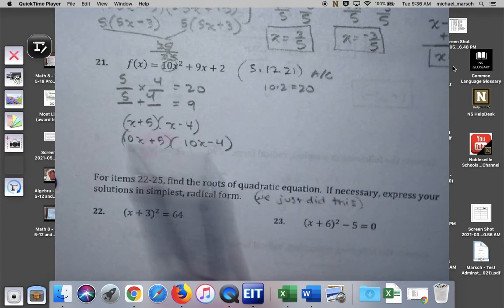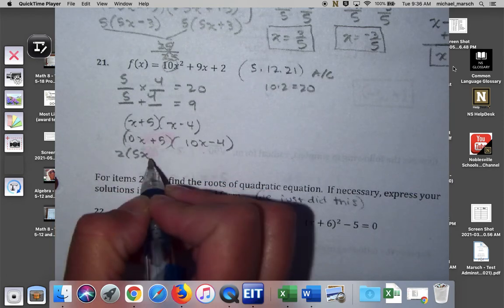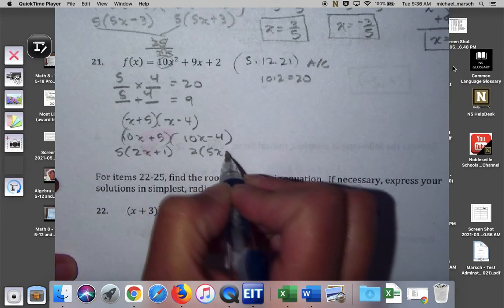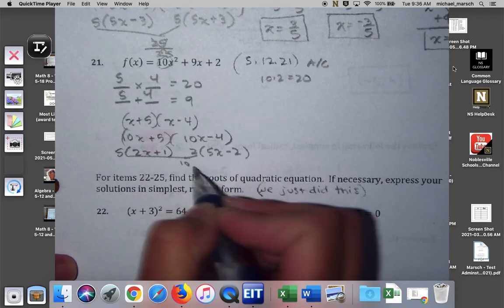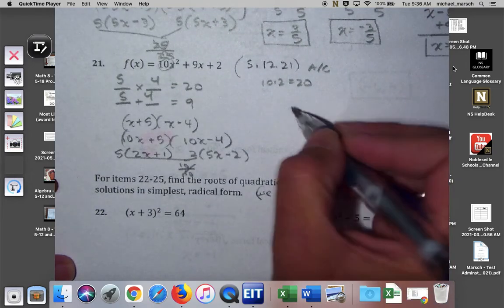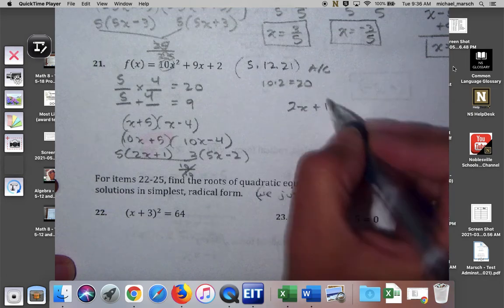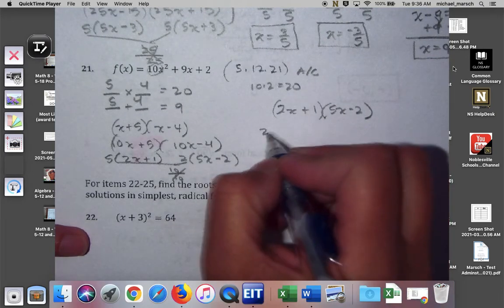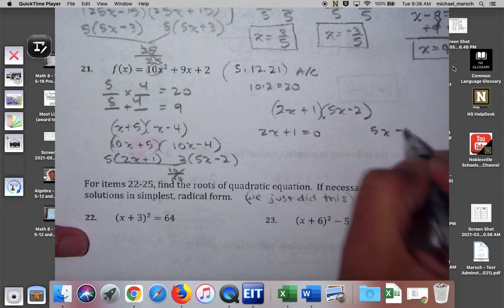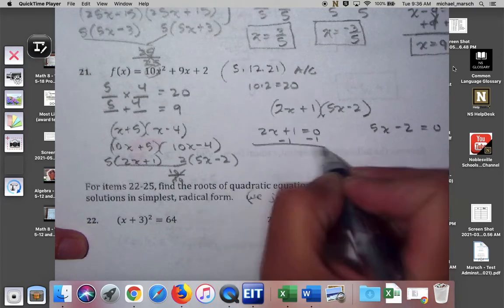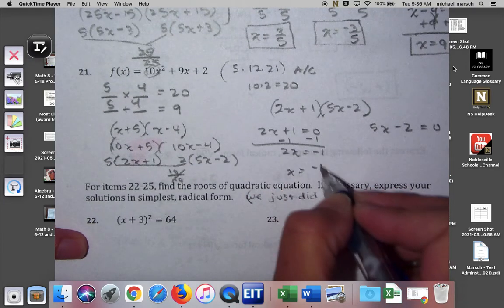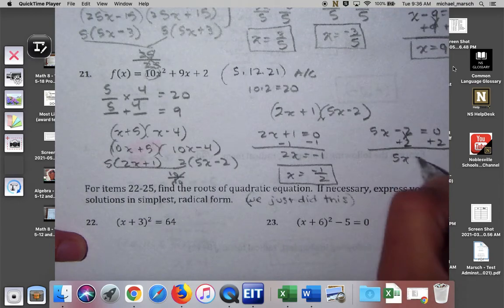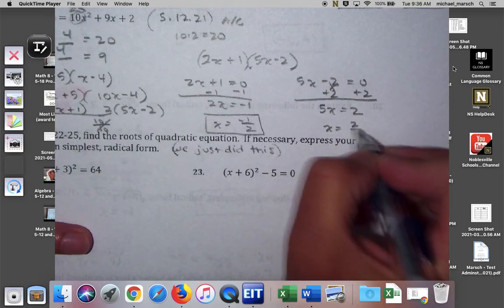This is again one of those where I can take out a factor from both of these. So I've got 5 times 2x plus 1 and 2 times 5x minus 2. This 5 and this 2 come together to make 10, divide by my a, so that's gone. So I'm left with 2x plus 1 times 5x minus 2, but I'm not done yet. I have to find the zeros of those. So 2x plus 1 equals 0, 5x minus 2 equals 0. 2x equals negative 1. X is going to be negative 1/2 once I divide by the 2. Add 2, add 2. 5x equals 2. And then I'll get x equals 2/5 when I divide by the 5.